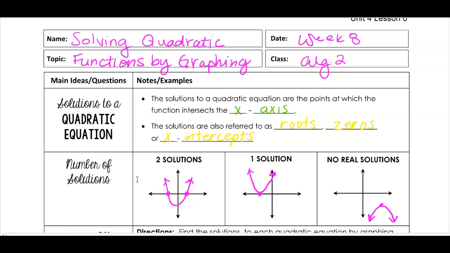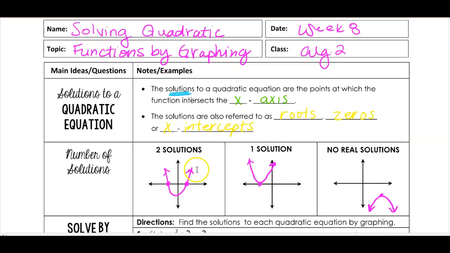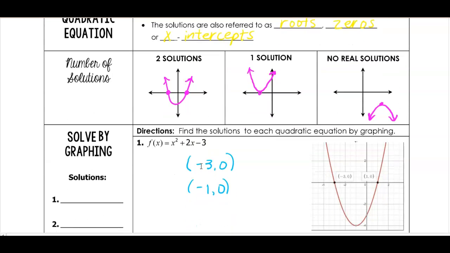So you'll want to fill in these first few blanks for our solutions to quadratic equation definitions here. The solutions to a quadratic equation are the points at which the function intersects the x-axis. So the solutions are also referred to as roots, zeros, or x-intercepts. So you have three different ways to express those solutions. That's another way to indicate those 2 points at which the parabola or quadratic function intersects the x-axis.